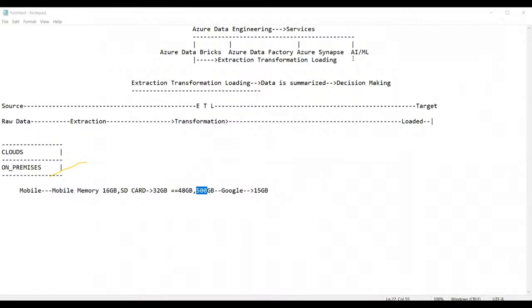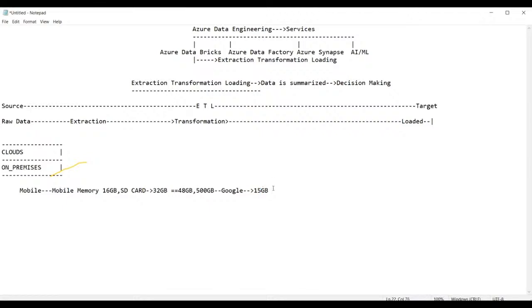My question is that now, my mobile memory already has 16 GB memory, and I have installed an SD card. I've put some SD card and it has 32 GB memory. Totally both the memories amount to 48 GB, but I have some more 500 GB memory to be stored. So for that, I took the support of Google Drive, and Google Drive is providing only 15 GB memory. What is the alternative for me now?